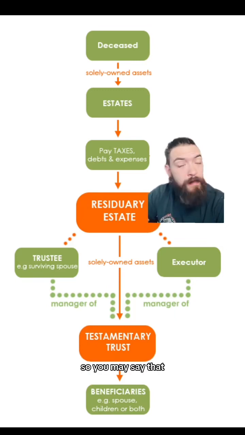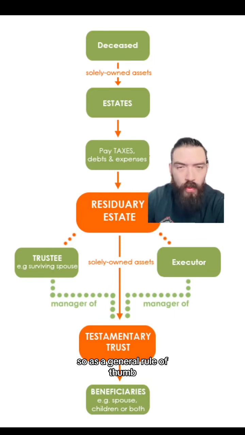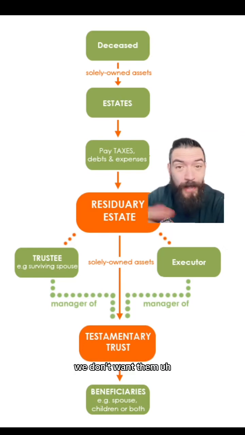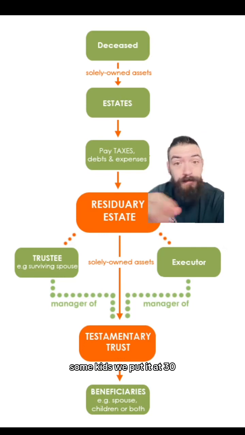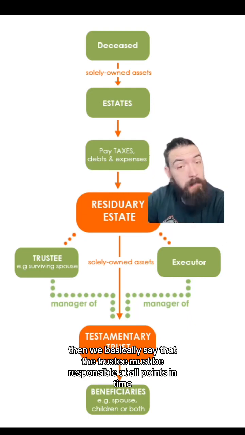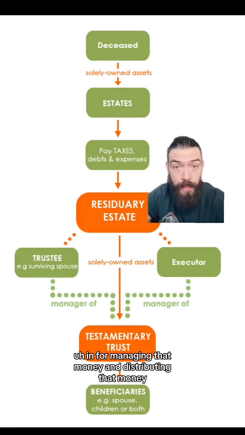So you may say that, okay, they can't access it until a particular age. As a general rule of thumb for our clients, we typically advocate that until the kids are 25, if we don't want them calling the shots, there needs to be a trustee. Some kids, we put it at 30. For some who may have a history of drug or alcohol dependence or have addictions, then we basically say that a trustee must be responsible at all points in time for managing that money and distributing that money.